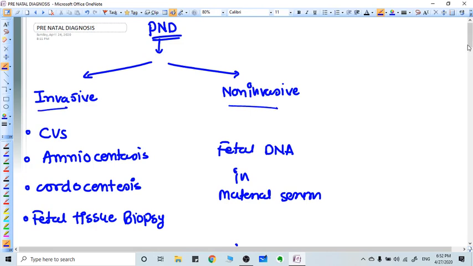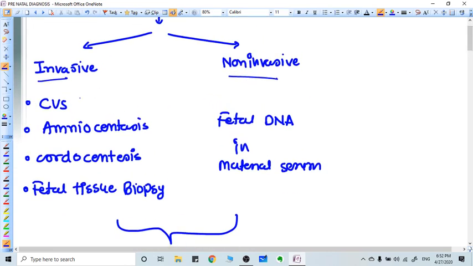The invasive tests include CVS, chorionic villus sample, amniocentesis, chordocentesis, and fetal tissue biopsy. There are some non-invasive tests also, which is finding fetal DNA in maternal serum, FDNA. It's free fetal DNA in maternal serum.